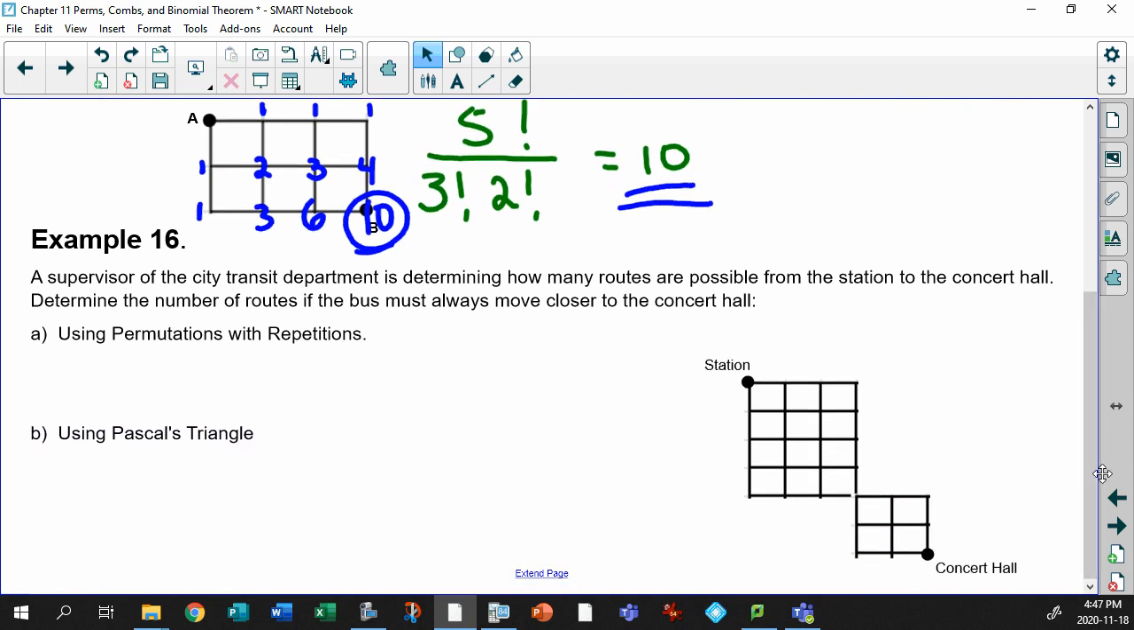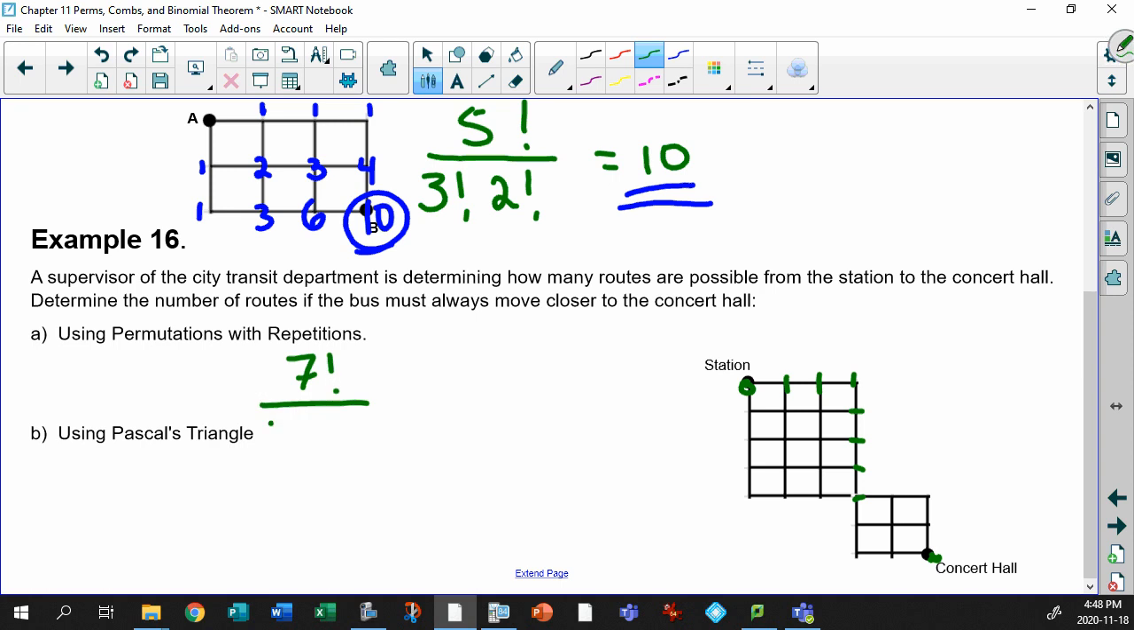Do you remember this question? We did one similar to it before. Yeah, look, we're going from the transit station to the concert hall, right? Using permutations with repetitions, this is really, really simple, because you go 1, 2, 3, 4, 5, 6, 7. This would be 7 factorial over 3 factorial, because it's a repeat, 4 factorial, it's a repeat.